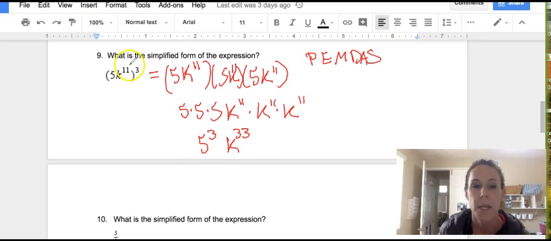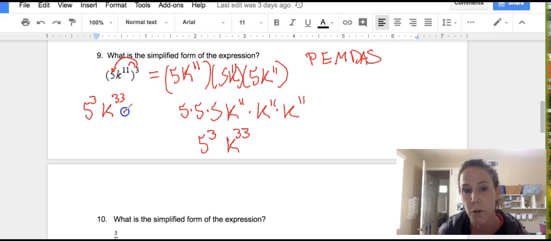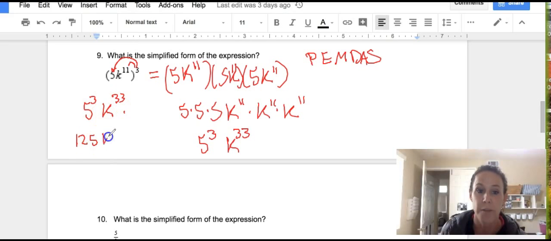Now looking at this, this is the same as if I were to take this and make sure 5 is cubed, and then 11 is a power to a power, which means I multiply. So this would be 5 cubed, and then k to the 11 times 3, which is 33. So that is the shortened version of writing it all out. Just make sure that both of these get cubed, not just the k to the 11, which is what happens a lot. So you cube the 5 and then cube this. Now 5 cubed, I actually can get a number for that. 5 cubed is 125. So this is 125k to the 33rd power, and you're finished.